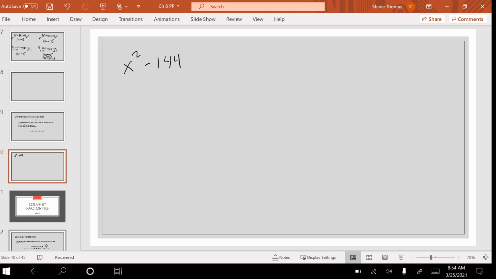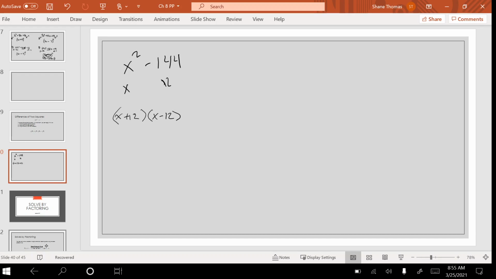But is x squared a perfect square? Yeah, it's a perfect square of x. 144 is a perfect square of what? 12. Is there a minus in between? Yeah, so I'm good. First parenthesis, x plus 12. Second parenthesis, x minus 12. Done. Factored. Oh, this one's really easy.